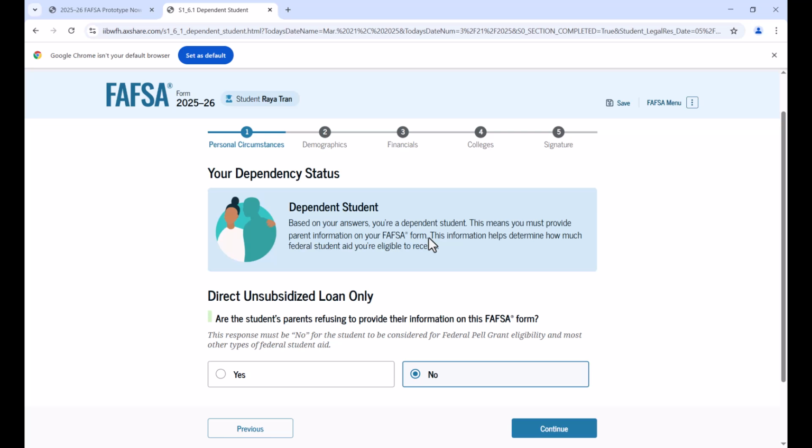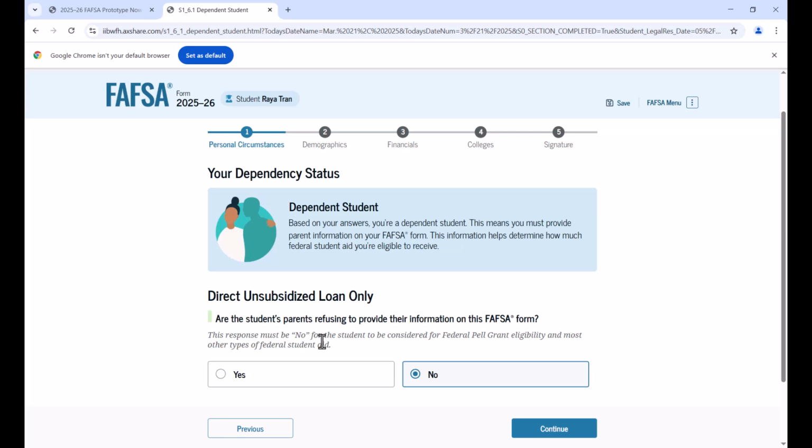There is another question here that says, are the student's parents refusing to provide information on this FAFSA form? The biggest thing here is that if you select yes, you will only be eligible for direct unsubsidized loans. As you can see here, it does say direct unsubsidized loan only, and that is exactly the case. So if you select yes here, you will not be considered for federal Pell Grant eligibility. You will only be eligible for direct unsubsidized loans.